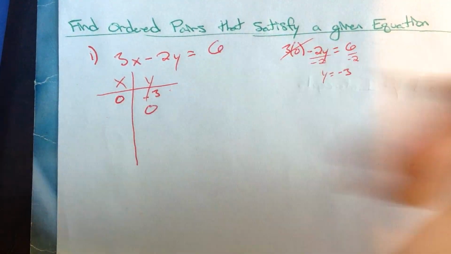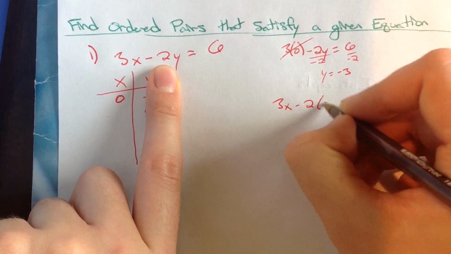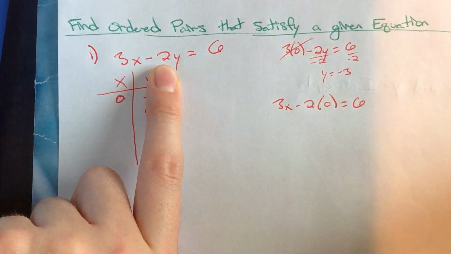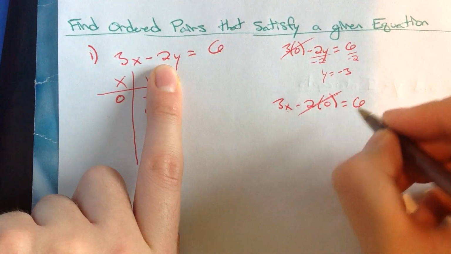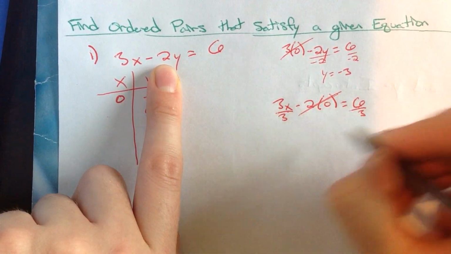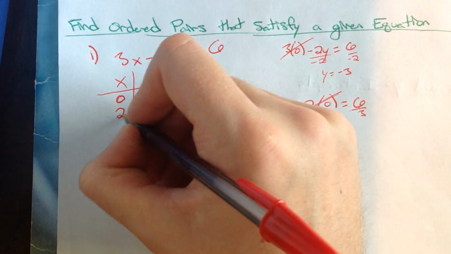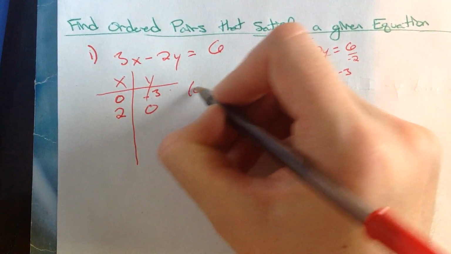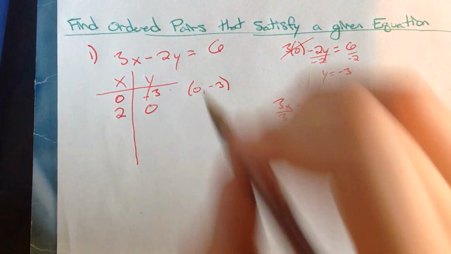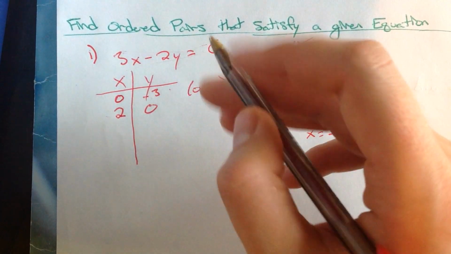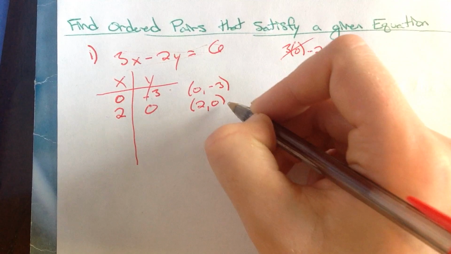What if I made y 0? Well, making y 0, I get 3x minus 2 times 0 equal to 6. 2 times 0 is 0, so that piece goes away. So 3x equals 6, divide both sides by 3, and x equals 2. So the ordered pair 0, negative 3 is one possible solution, or it would be a point that is on the line that this would create on a graph. Another solution would be the point 2, 0.